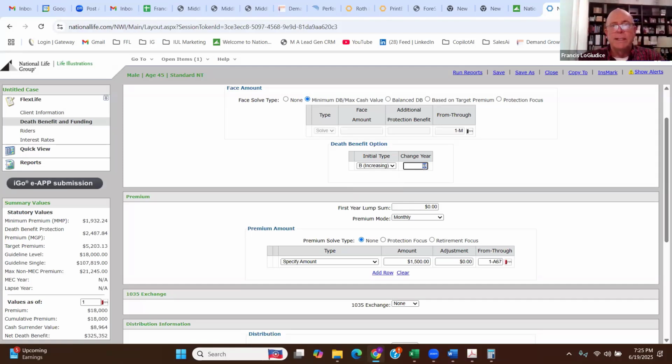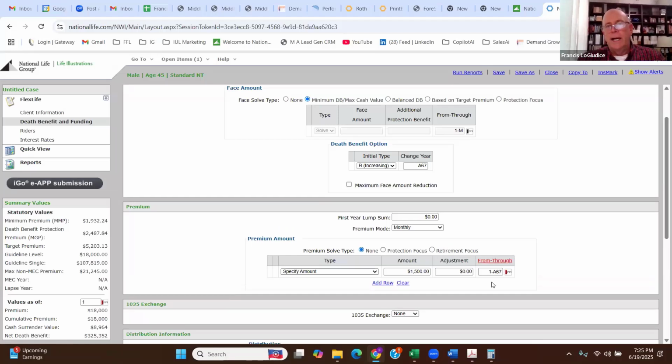So we're going to do this, and there's a couple ways. Depends on the person's age, but normally what I like to do is go to the year that they're funding it to, so age 67. If you see right down here, from 1 through age 67, that's the premium amount. So we're going to stop it, change year at age 67. That will then level it off from 67 on.